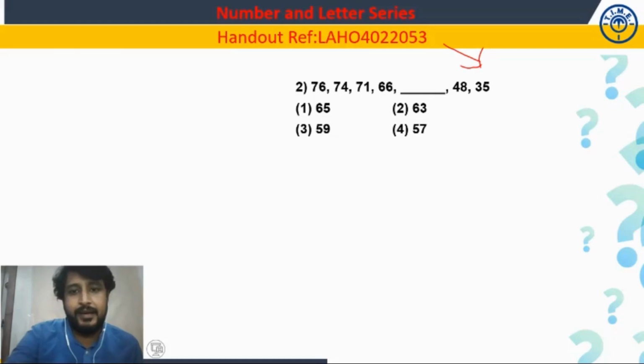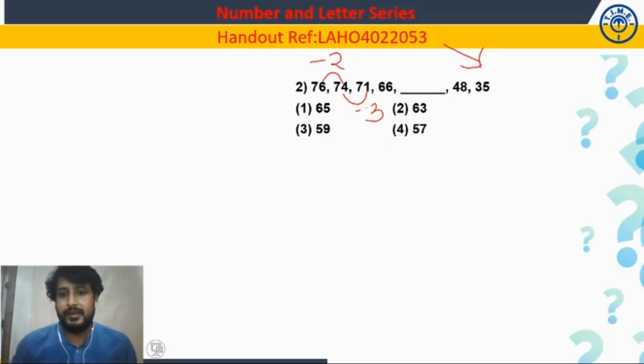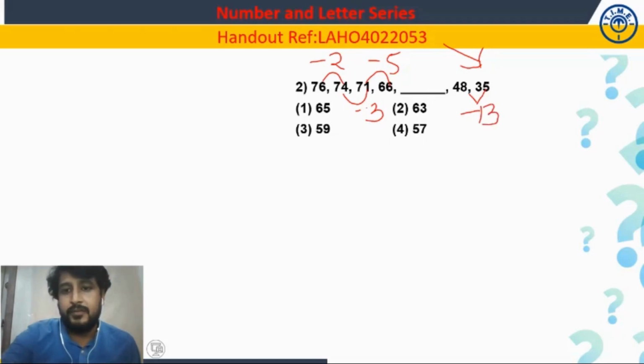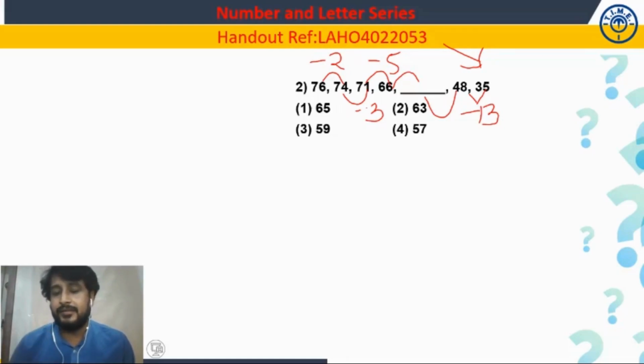Difference logic. 76 and 74, difference is how much? 2. Reduced by 2. 74, 71, reduced by how much? 3. 71, 66, reduced by 5. Now observe the pattern. Minus 2, minus 3, minus 5. Okay, something is missing here. Fine, we'll discuss that later. 48 and 35 reduced by how much? 13. Now look here. We are missing two elements here. I mean the differences. Minus 2, minus 3, minus 5, dash, dash, minus 13. What is this classification: 2, 3, 5?